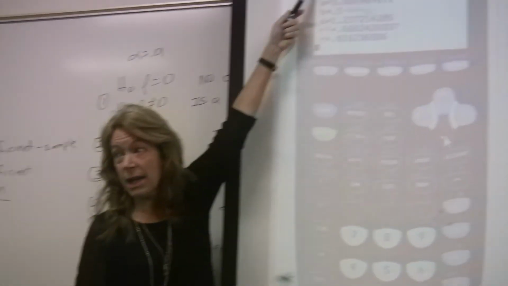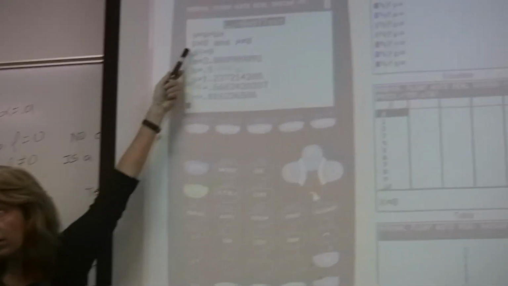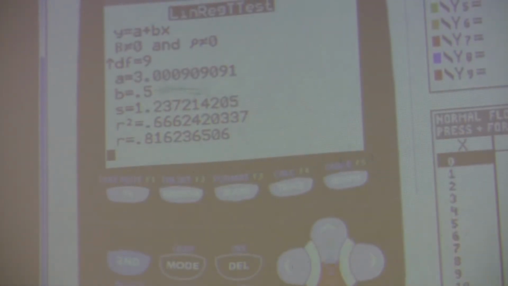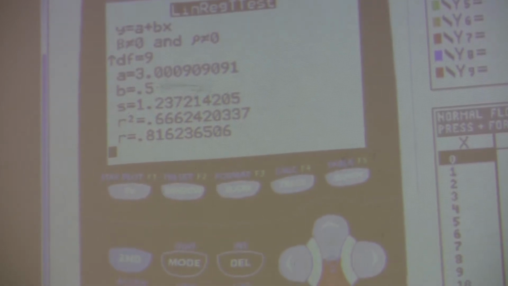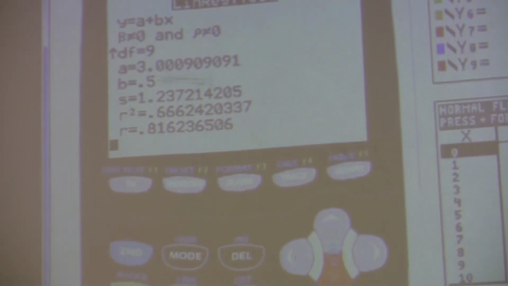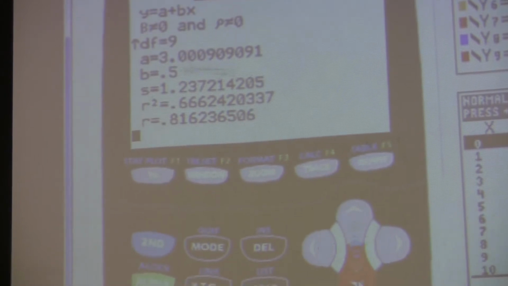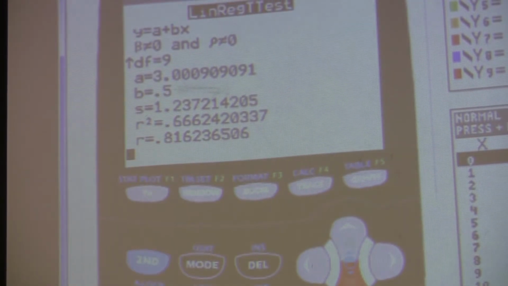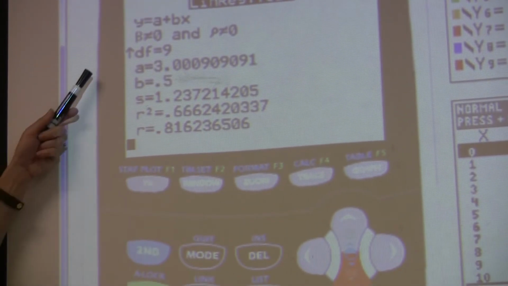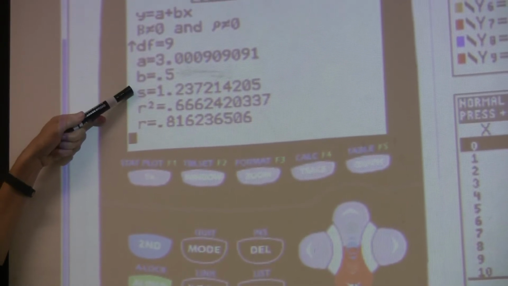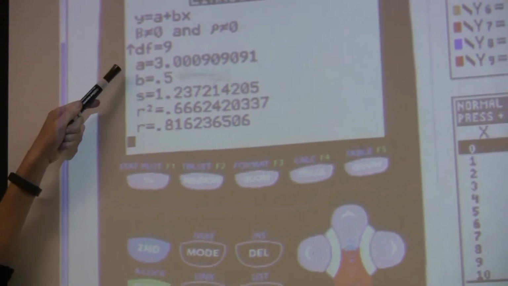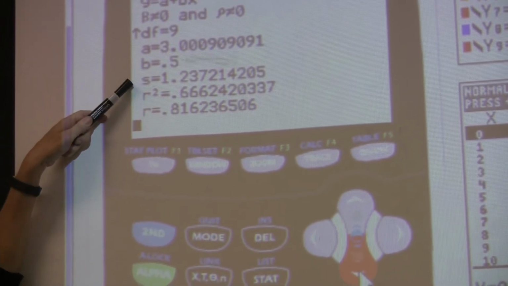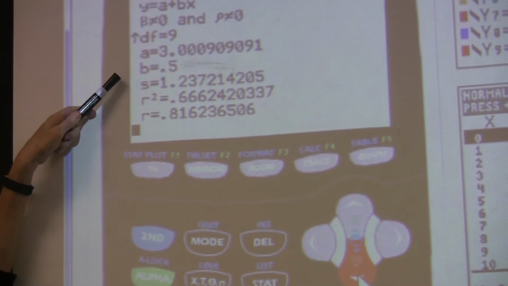Y equals a plus bx. See on the top of your screen there? That's the same thing that our book calls b0 plus b1x. So if you're doing an online problem and it says find the regression line b0 plus b1x, the b0 and b1 don't show up on our calculator, but our calculator shows us that it's a plus bx. And then look a little bit further down here. There's a and there's b. See how they're right there? They tell you which order to put them in, and they tell you which one's A and which one's B. Good?